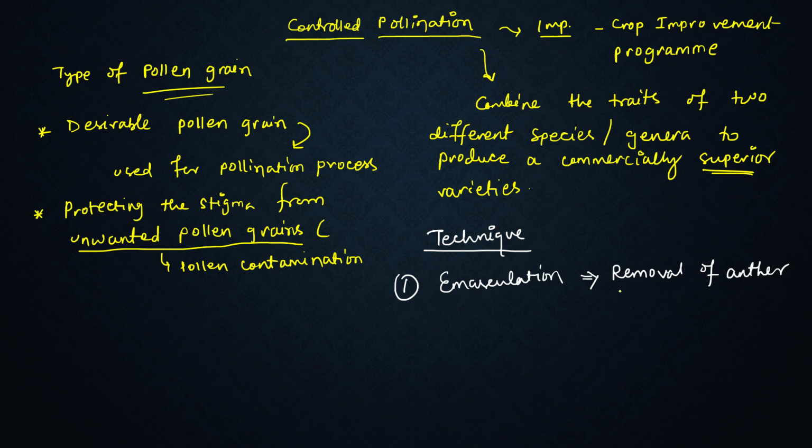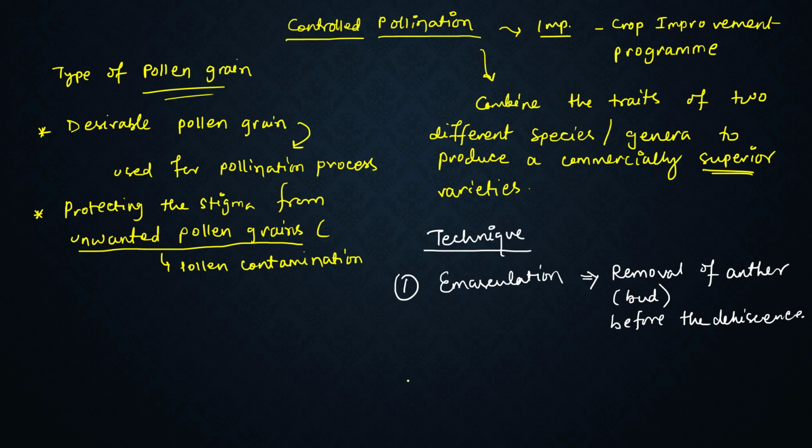When the flower is in the bud stage, we are going to remove the anther before the dehiscence. It is important to remove it before dehiscence because after dehiscence the pollen is released and the pollen grains are going to sit on the stigma, which would not allow us to regulate the desired pollen grains for pollination. The same flower's pollen grains would pollinate itself.